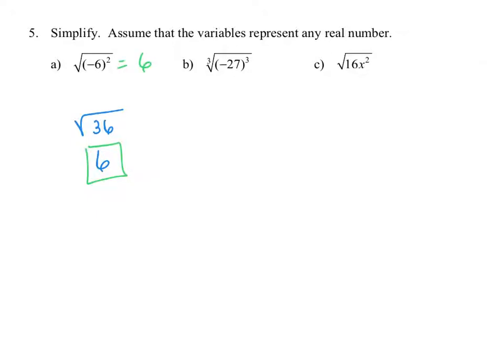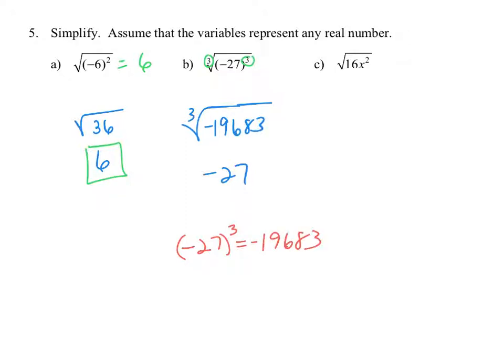Now the cubed root of negative 27 to the third power. Whenever the index is the same as the power, these will simplify. Negative 27 to the third power can be written as the cubed root of negative 19,683. And when we evaluate that, we get negative 27. Negative 27 is our answer because if we were to check negative 27 and raise it to the third power, we would get negative 19,683.